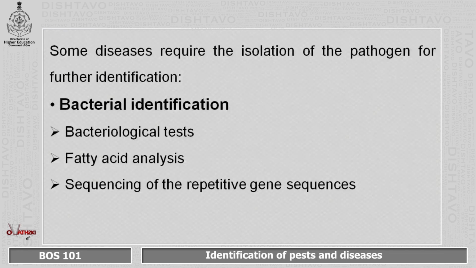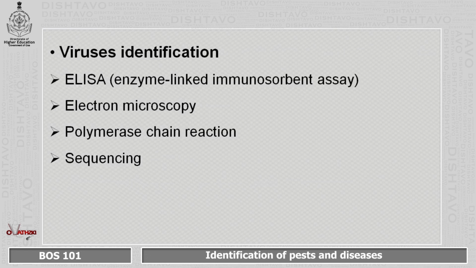Some diseases require the isolation of the pathogen for further identification. For bacterial identification, bacteriological tests are used, then fatty acid analysis and sequencing of the repetitive gene sequences. For virus identification, ELISA, that is enzyme linked immunosorbent assay, electron microscopy, polymerase chain reaction and sequencing are used.